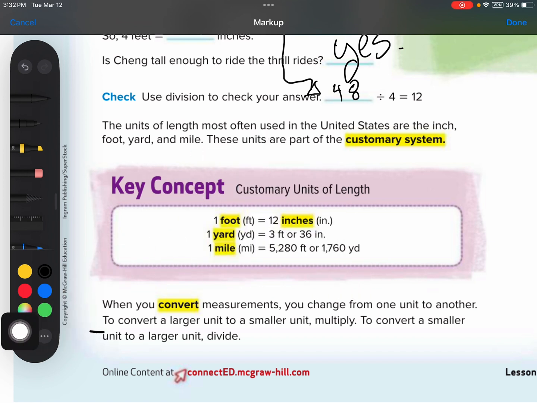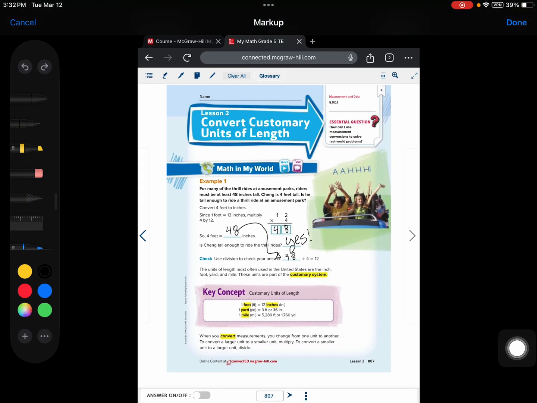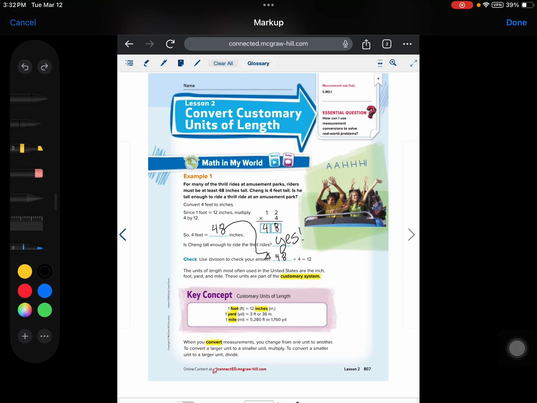Okay, when you convert measurements, you change from one unit to another. Here's what we like to say. A horse is large, so from horse to fly, you multiply. And a fly is small, so from fly to horse, you divide, of course. So we will be saying that quite a bit in our class. And don't worry, if you have no idea what I'm talking about, we'll talk about it more as we go throughout the lesson. Next page.